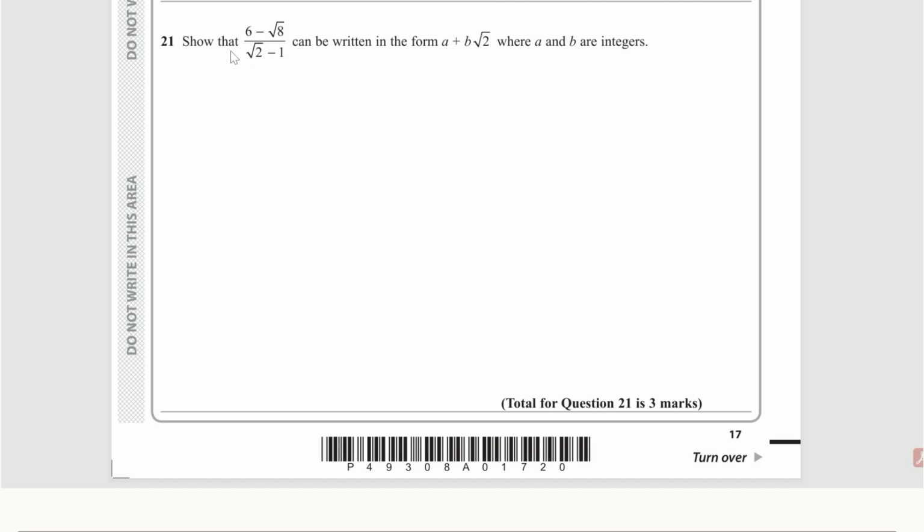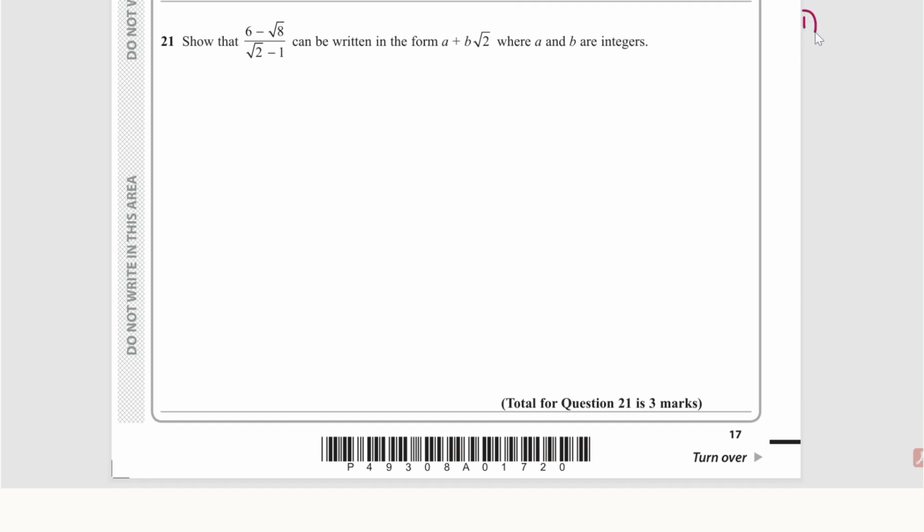Looking at another question, here it says show that 6 minus root 8 over root 2 minus 1 can be written in the form a plus b root 2, where a and b are integers. Now straight away we see that there is a surd on the denominator, so we know for a fact we need to rationalize the denominator. But again, before that, just looking at these numbers, root 8 we know can be simplified, so before rationalizing the denominator we can go ahead and simplify this surd and then carry on.